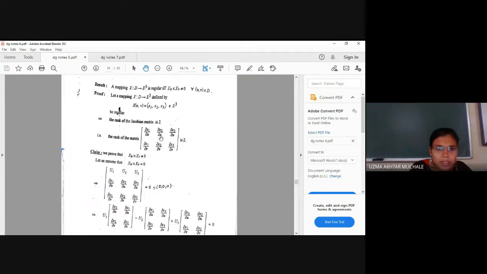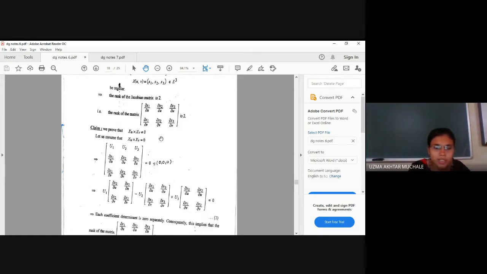Next we have seen how to find out whether a mapping is regular. It is very similar to our curve: alpha dash of t not equal to 0, then we say that the curve is regular. Now if you want to say mapping x is regular, you have to say xu cross xv is not equal to 0. There a curve alpha is a function of only one variable t, but here it is a function of two variables, u and v. So we have to differentiate with respect to u and v.